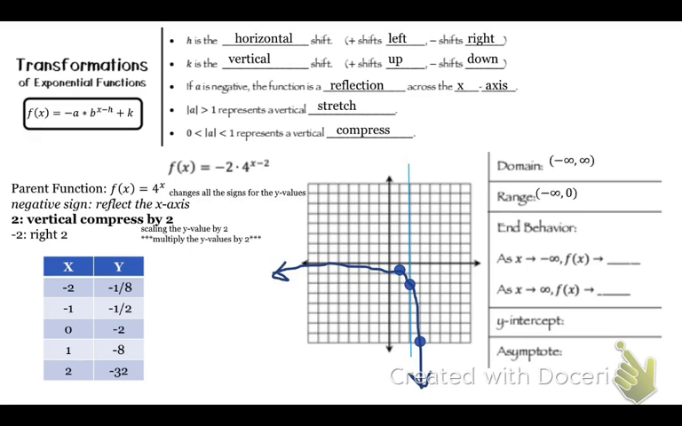Domain is negative infinity to infinity. Range is negative infinity to 0. As x goes to negative infinity, f of x goes to 0. As x goes to infinity, f of x goes to negative infinity. Y-intercept is 0, negative 1/8. And the asymptote is y equals 0.